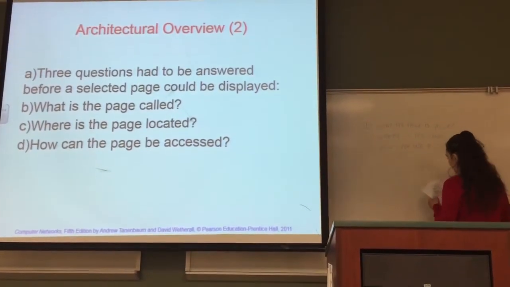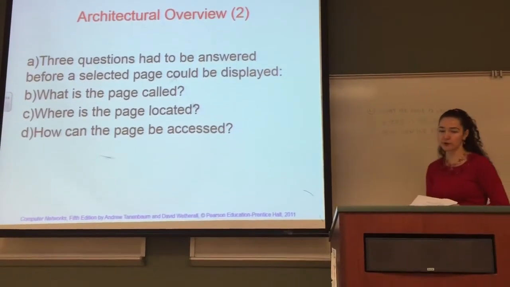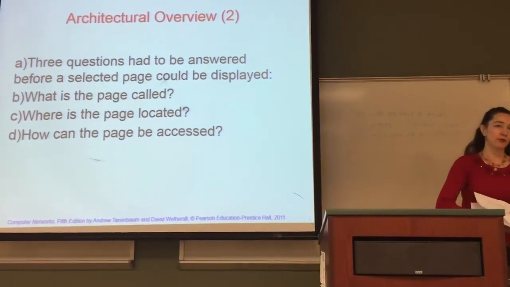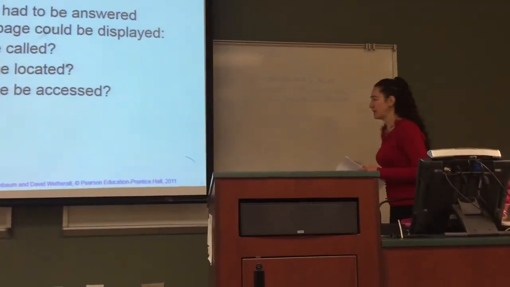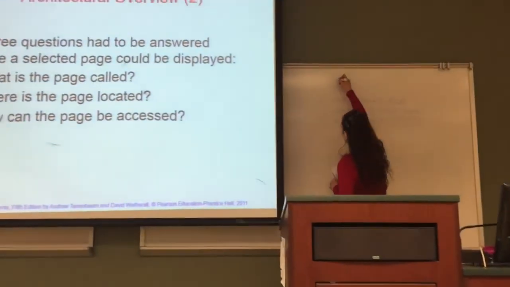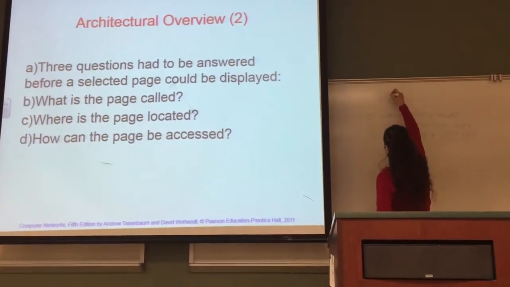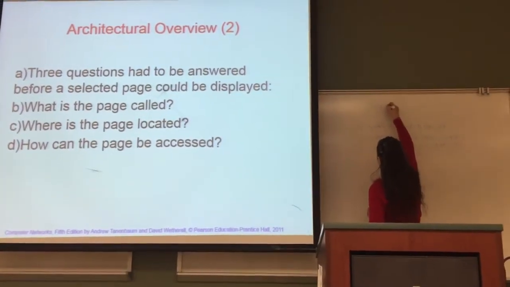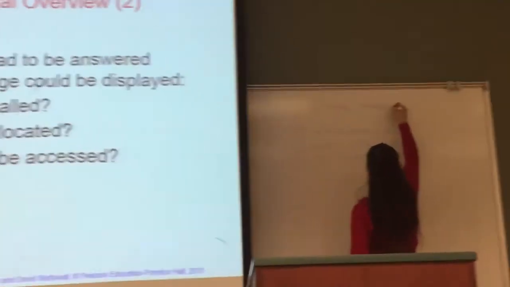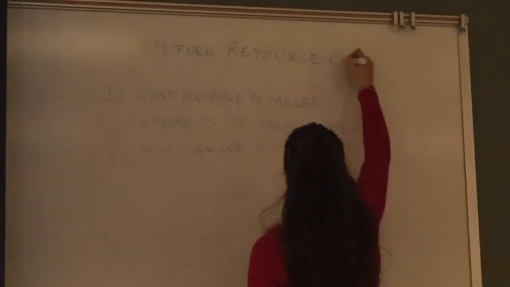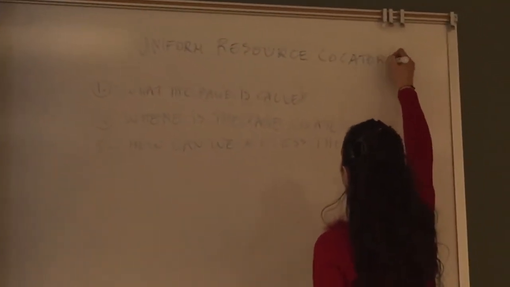So these 3 problems had to be solved when we first created this World Wide Web system in order to implement the links. And the links are called Uniform Resource Locators, or URLs.